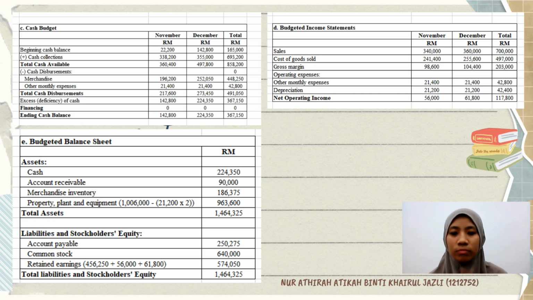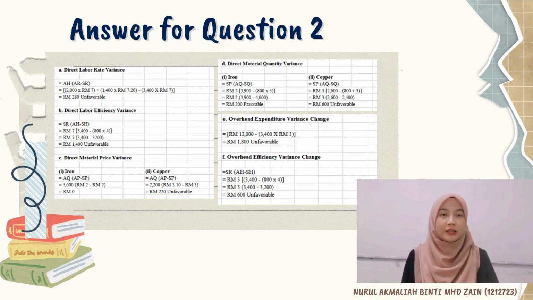So now we will calculate for liabilities and stockholder equity that consist of accounts payable, common stock, and retained earnings. So for accounts payable, the amount was 250,275, and for common stock 640,000, and for retained earnings 456,250 plus 56,000 plus 61,800. So we will get 574,050. So the total liabilities and stockholder equity, we will get 1,464,325.